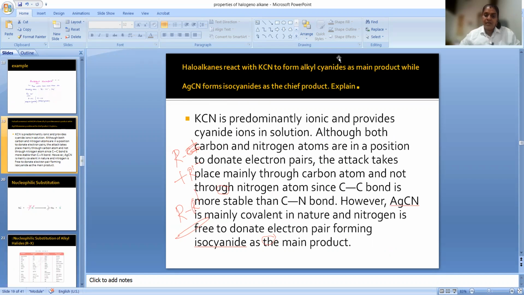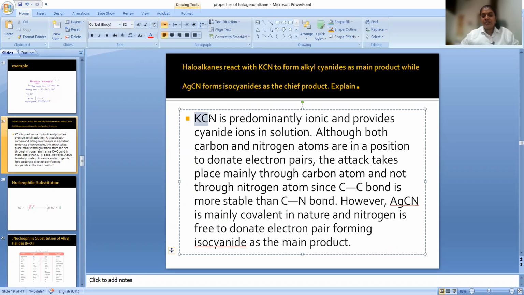The answer for that is here. KCN, we already know, is ionic in nature. Since it is ionic, it will ionize in solution and we will get K+ and CN- ions, the cyanide ion. Now, both the carbon atom and the nitrogen atom have the capacity to act as a nucleophile, but the attack takes place mainly through the carbon atom and not through the nitrogen atom, because the carbon-carbon bond is more stable than the carbon-nitrogen bond. When this is formed, it reacts with CH3CH2Cl, right? So the Cl will go and CN will come.